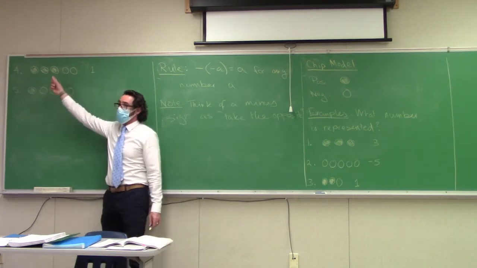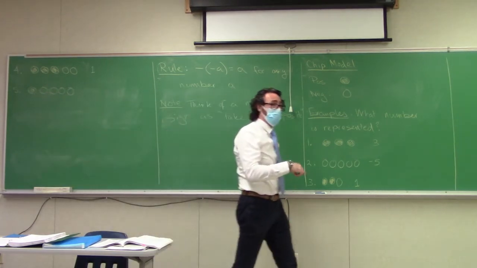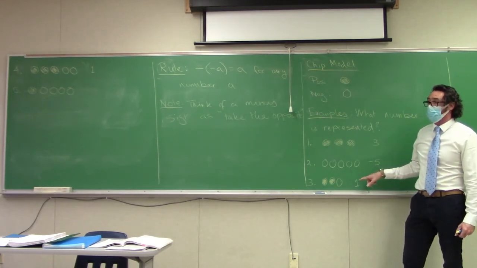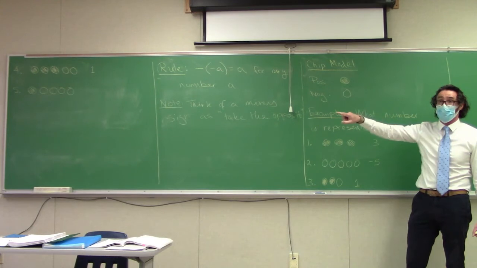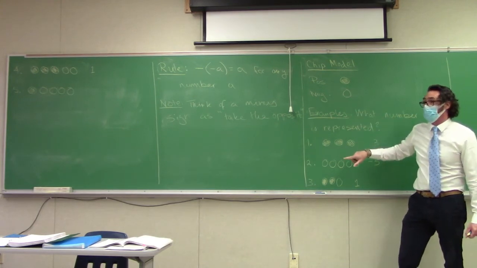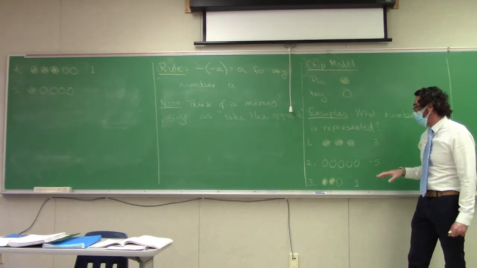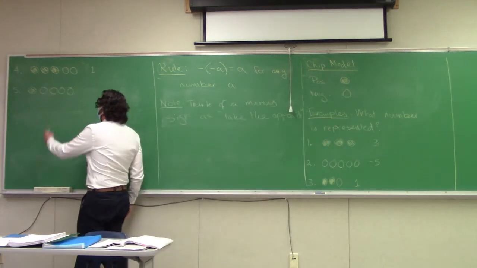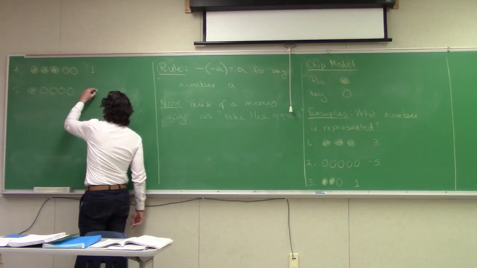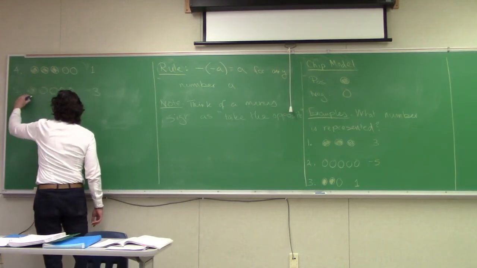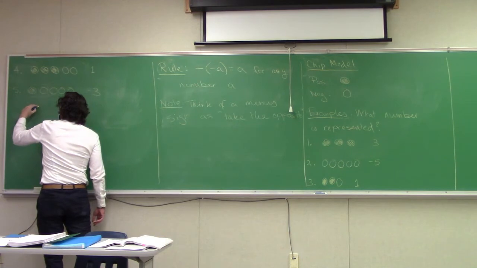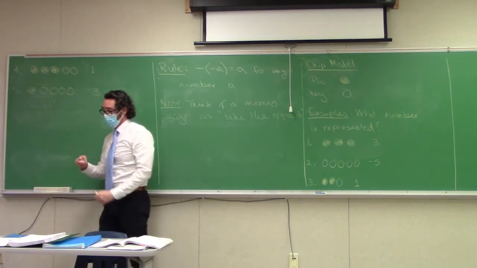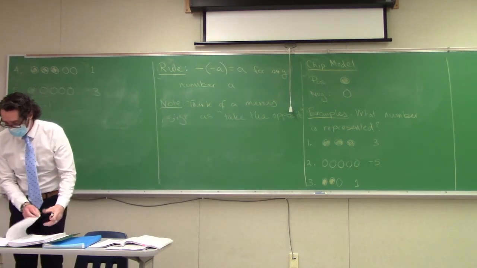In fact, there's a bunch of different representations of 1. You could represent 1 in any way that you like. That'll be important later on for doing some of the operations with the chip model. There's a bunch of different ways to represent 1, or any other number, for that matter. What's this one? Negative 3, right? These guys cancel, and you're just left with those over there. Okay.